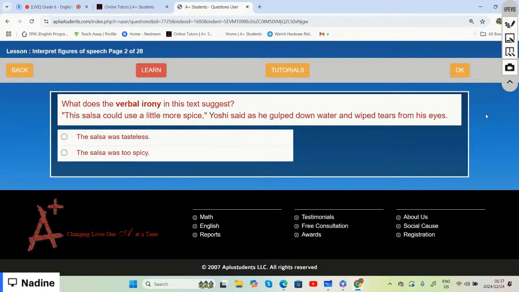And here it says the salsa could use a little more spice, right? But in this next one, it says he said as he gulped down water and wiped his eyes. So if it could use a little more spice, it means that there isn't enough spice, it is tasteless. But if he was wiping his eyes and gulping the water, then it means the salsa was too spicy.